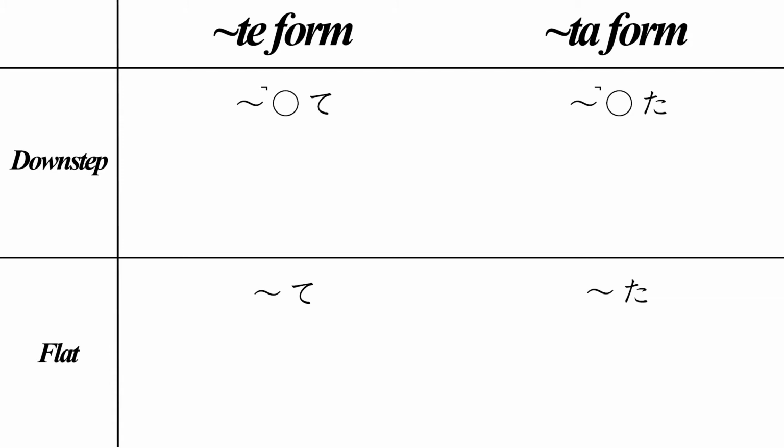Next, let's take a look at the て and the た forms. In the て and the た forms, the accent falls on the same mora, but unlike the masu form, the accented mora differs between the downstep type and the flat type. In the downstep type verbs, the accent falls on the third to the last mora. For example, a downstep type verb 書く turns into 書いて and 書いた. So the accent falls on か、書いて、書いた.